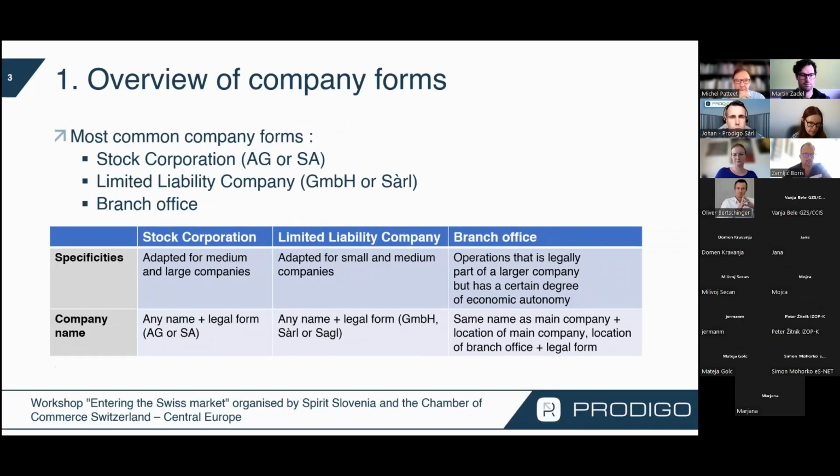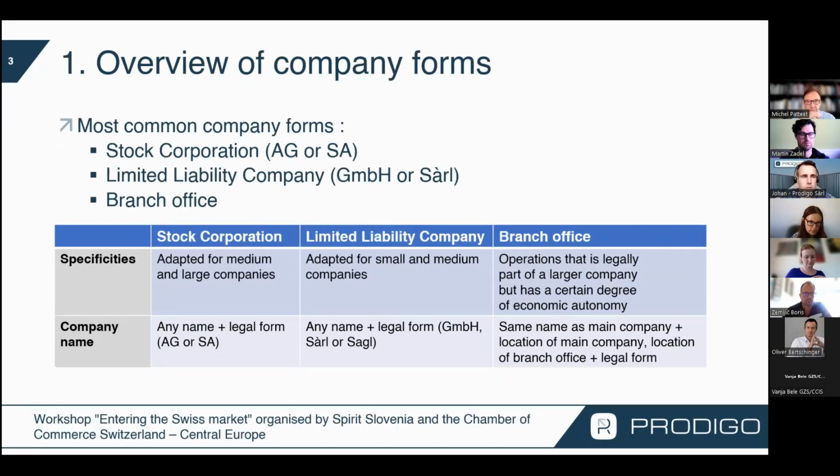For example, the stock corporation is mainly adapted for medium to large companies, whereas the limited liability company, LLC, is more adapted for small and medium businesses. The branch office is always part of a mother company. The mother company can be a Swiss or a foreign firm, but the branch office has to remain in the same activity as the mother company, though it still has a certain degree of autonomy.